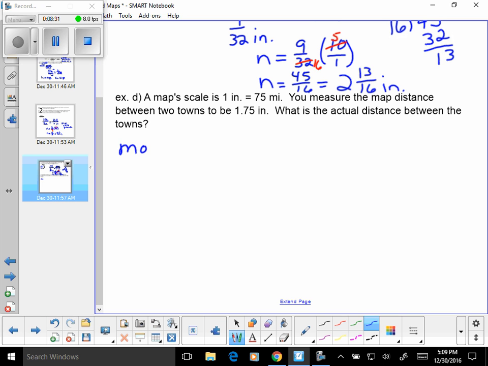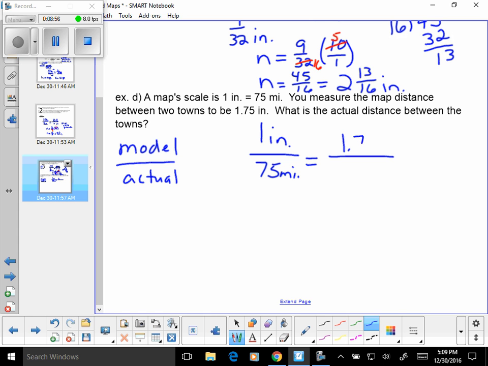Again, I'm going to remind myself that it is model over actual. I'm going to get 1 inch over 75 miles. That's my known part of my proportion. Now, what do I have in my problem? Do I know the inches or do I know the miles? Well, I know the map distance. That's the inches. That has to go on top because model is the same as saying map over actual. And I do not know the real distance, so that's going to be n.